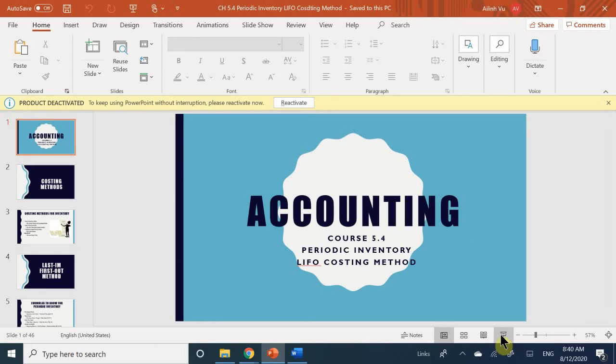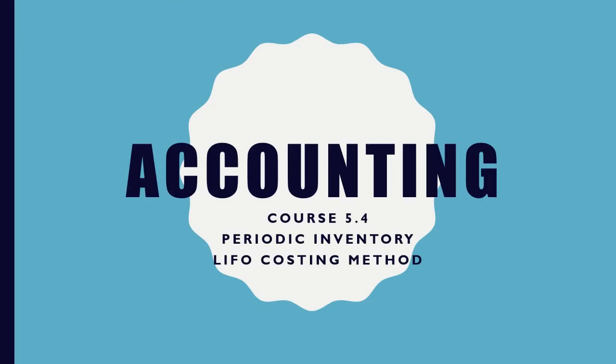Today we are going to be learning chapter 5.4. We're going to be introducing periodic inventory, but this time we're going to be learning another costing method. It's going to be the LIFO costing method. In chapter 5.3, we looked at FIFO. Now this time we're looking at LIFO.